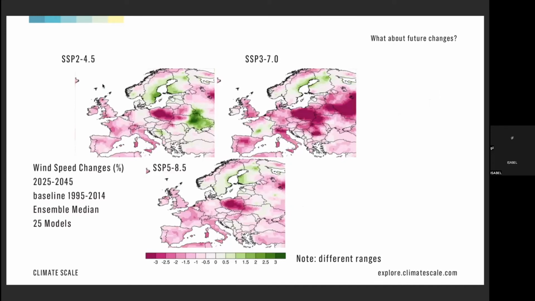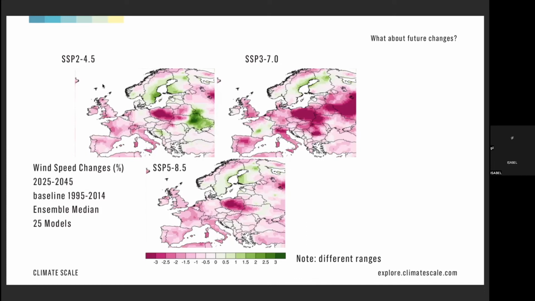If you start to use this map, you will say, okay, I have to worry in Poland. The Baltics are getting a little bit better, and in general, we have Western Europe. We have regions where some changes emerge that are significant. This is the ensemble mean.